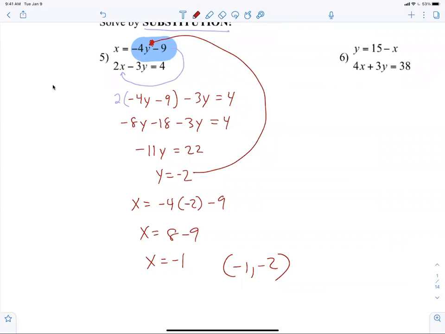Anybody have any issues with that? Come on. Look, guys, I'm not kidding you. Look how many problems we have. I don't want to have a whole bunch of homework. I did this many because some of you need to practice.